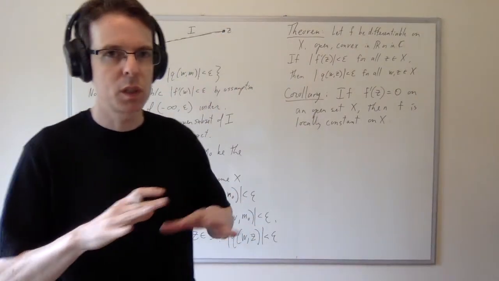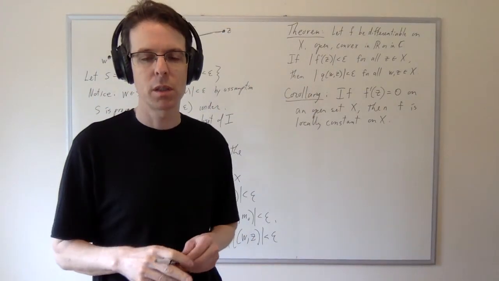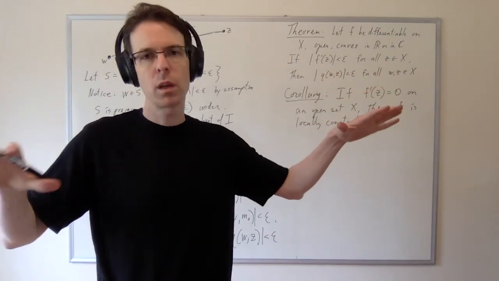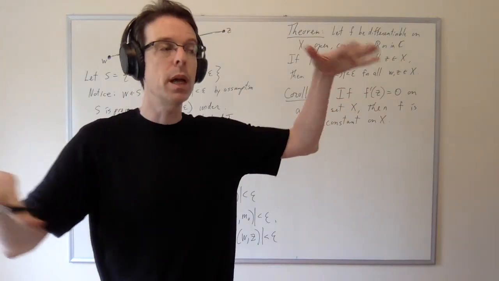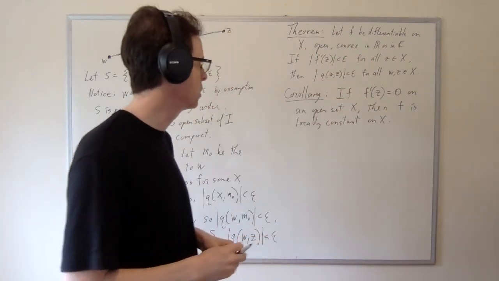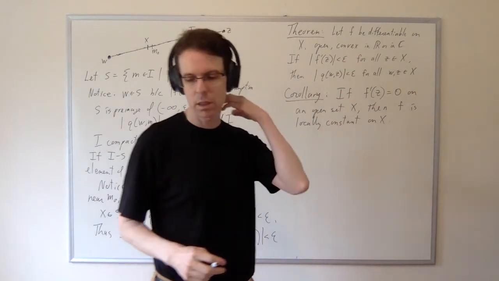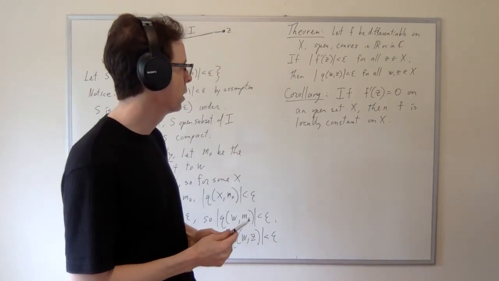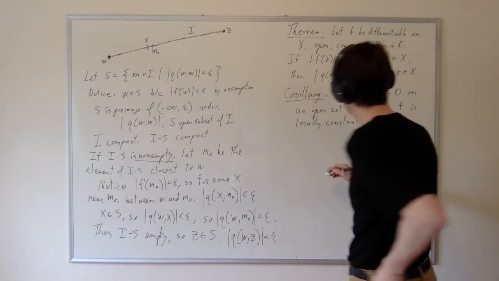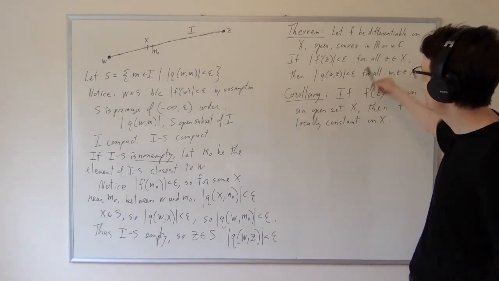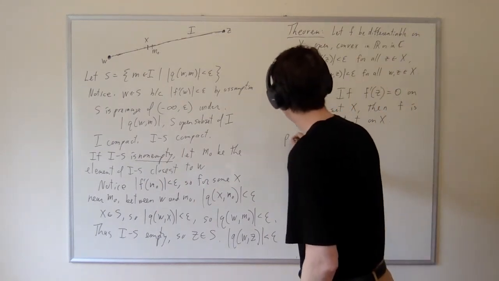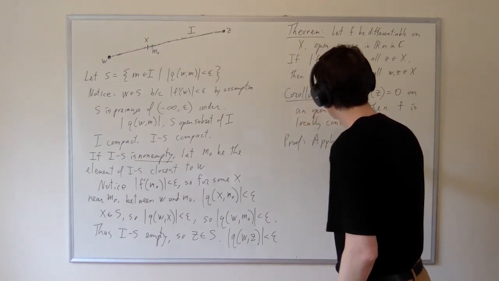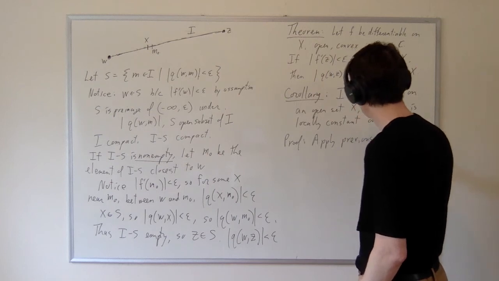Just because the derivative is 0 on an open set doesn't mean the function is constant. If the open set is the union of two different regions, then it could be constant here and constant here, but not constant because it takes two different constant values. So what we mean by locally constant is for every point in X, there's a neighborhood and it's constant on that neighborhood. So if the derivative is 0, then the function is locally constant. Why does it follow from this theorem? Because we can apply the previous theorem for every possible value of epsilon.